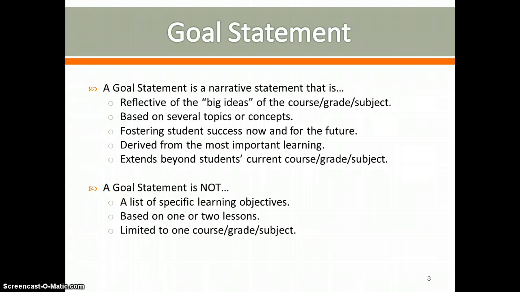What do you want students to know, understand, and be able to do as they leave you and go even beyond your class and into society? What a goal statement should not be: it should not be a list of learning objectives. It should not be based upon one or two lessons, and it should not be limited to just your course, grade, or subject.